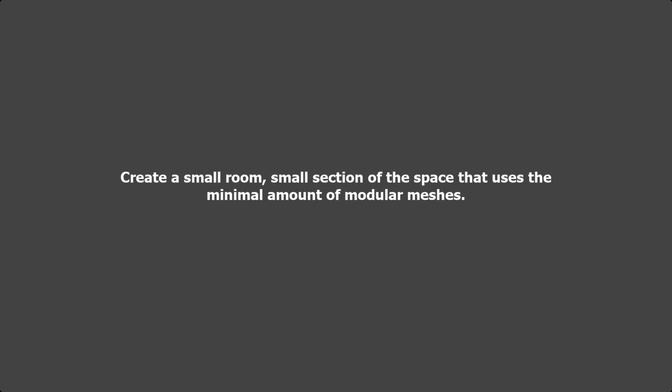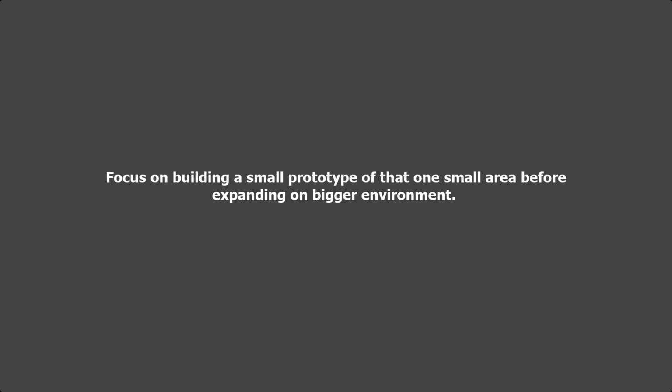You just need to figure out what's the smallest amount of modular assets I need to create the smallest environment space with those assets. So now, instead of creating hundreds of different variations that go into a bigger environment, you might only need 10 different pieces to create a smaller section of the room. And then those are the ones that are going to be used to create more variations within it.